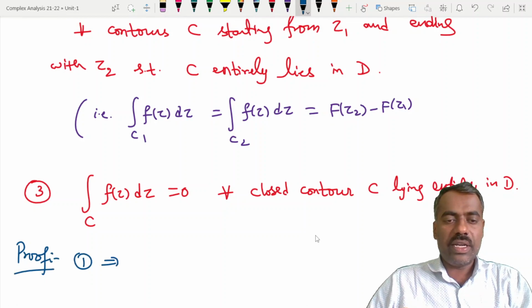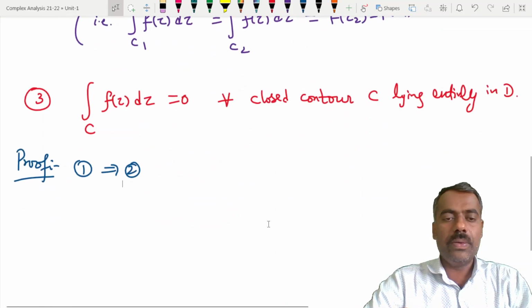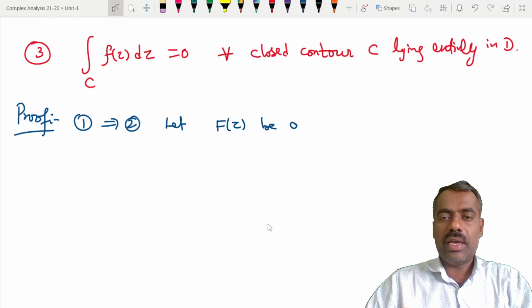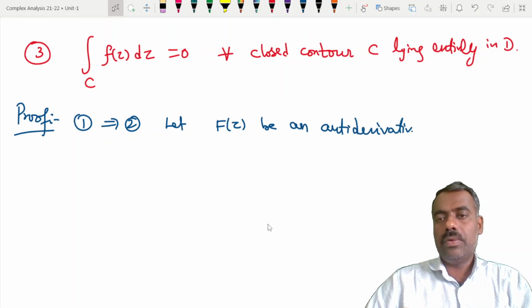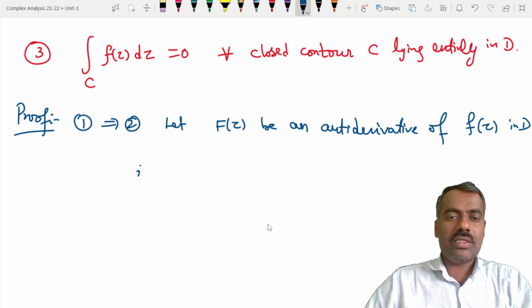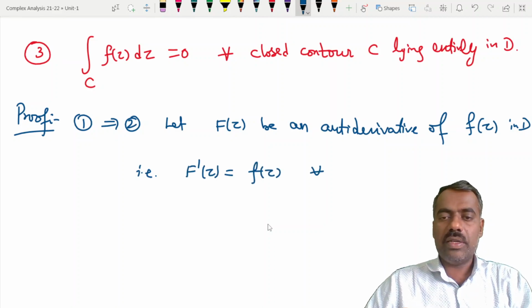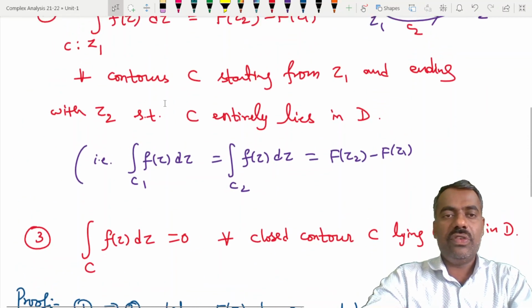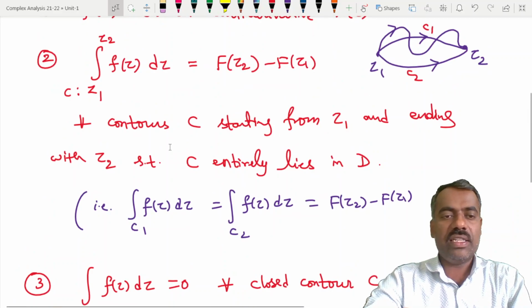So we want to prove that one implies two. That means whenever f has an antiderivative, let capital F of z be an antiderivative of f of z in D. What we know is that F dash of z is the same as f of z for all z belonging to D. And we want to show that if you take any contour from z1 to z2 which lies completely in D, then the integration value is equal to F of z2 minus F of z1.